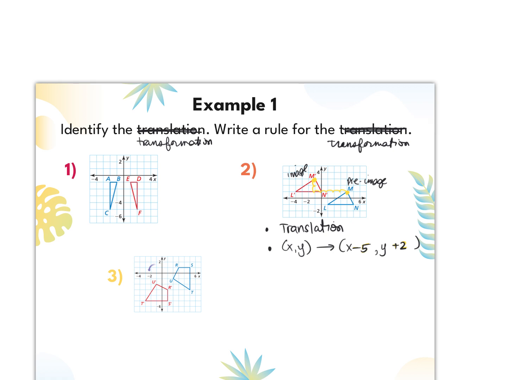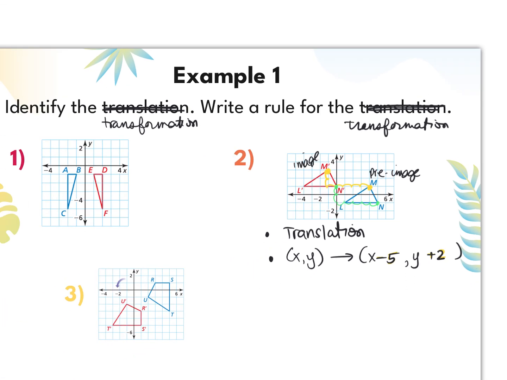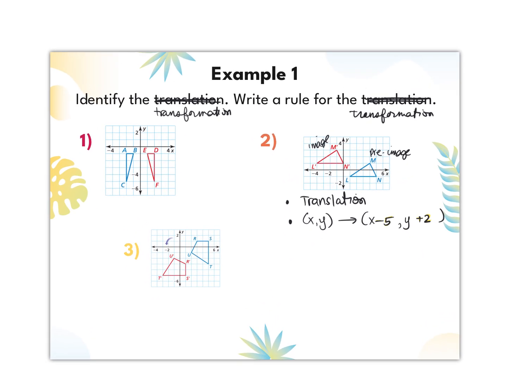And I can double check it with the other ones. I can go to N and do the same thing. 1, 2, 3, 4, 5 to the left and up 2. So that one worked as well. And so all of them, you'll see, will have that same relationship. And so that's how we do it this way, okay?